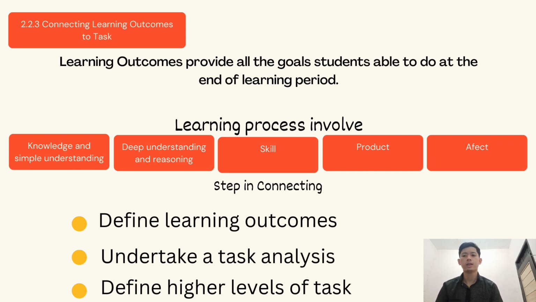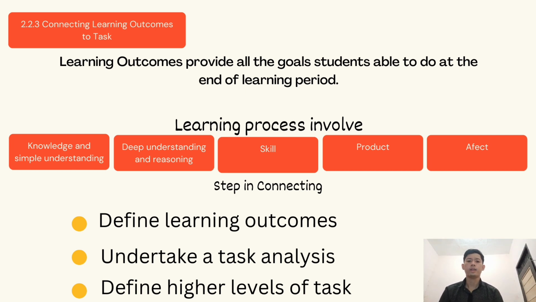And the third one is define higher levels of analysis, so that there will be variety between one student and the other students. Students who have more interest and skill in a particular object will have a greater result than students with less interest and less skill in one or more particular learning tasks.